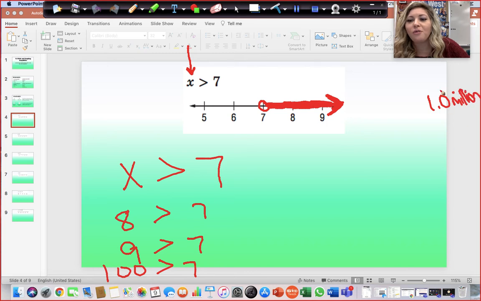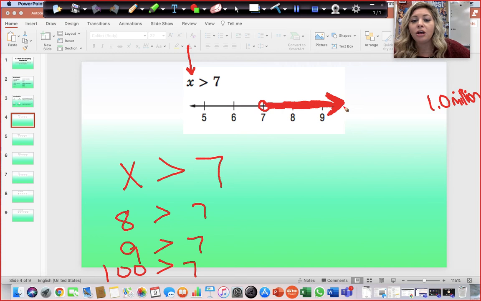1 million is still greater than 7. So we want to make this arrow large enough that it shows that this could go on forever. All of the numbers that are greater than 7 could be values for x. Okay, and that's your answer. This is exactly how you would write it.